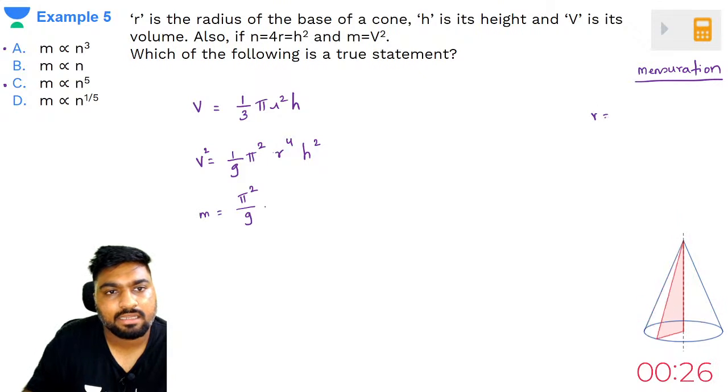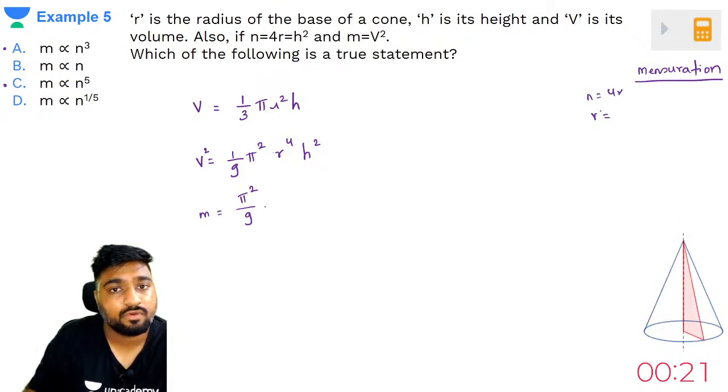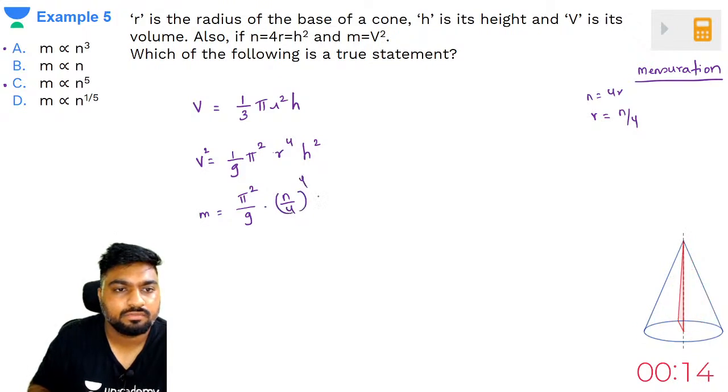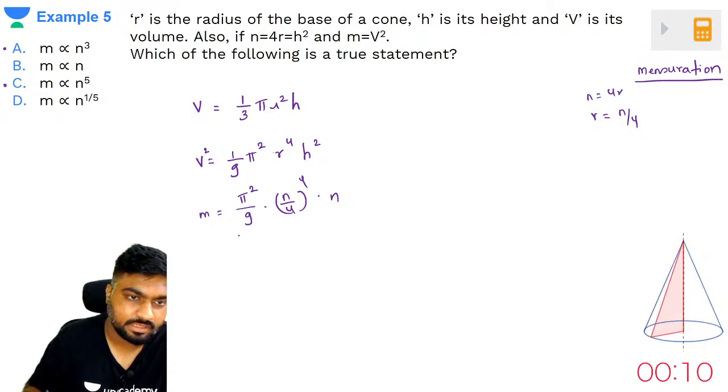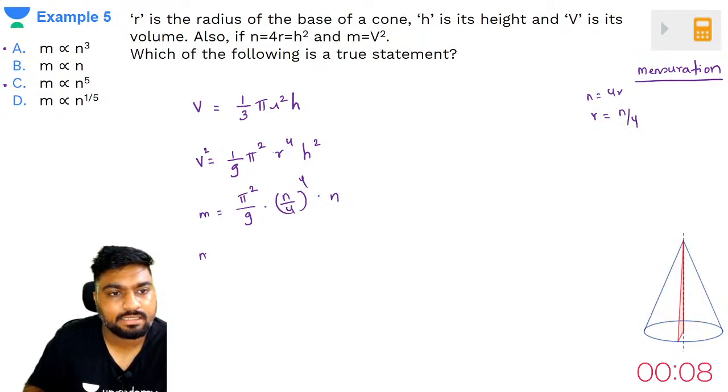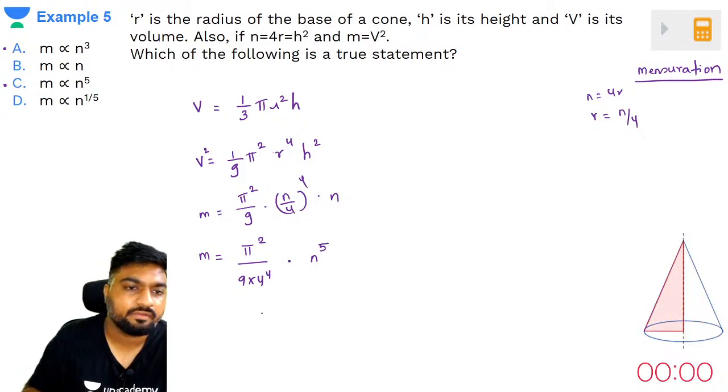If n is equal to 4r, then what is r? N by 4. Correct? So this becomes n by 4 whole power 4. And what is h square? H square is n. Yes. What do you ultimately get? M is pi square by 9 into 4 power 4. Entire thing is a constant. Into n power 4 into n power 1, n power 5.